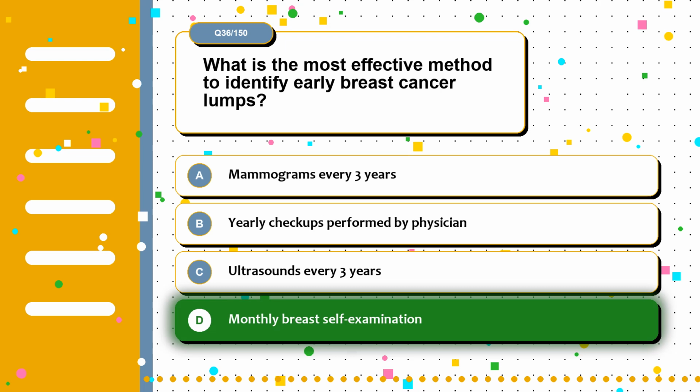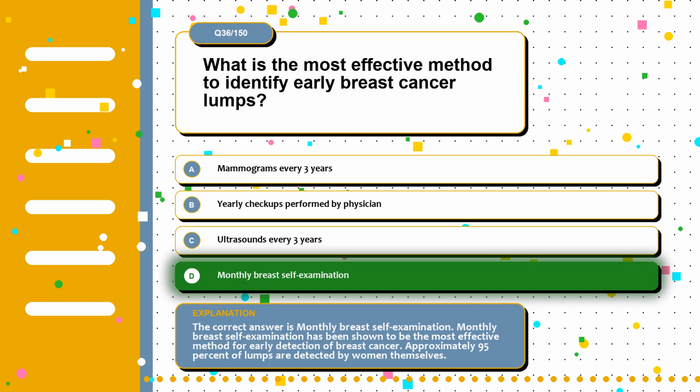The correct answer is option D. Monthly breast self-examination. The correct answer is monthly breast self-examination. Monthly breast self-examination has been shown to be the most effective method for early detection of breast cancer. Approximately 95% of lumps are detected by women themselves.